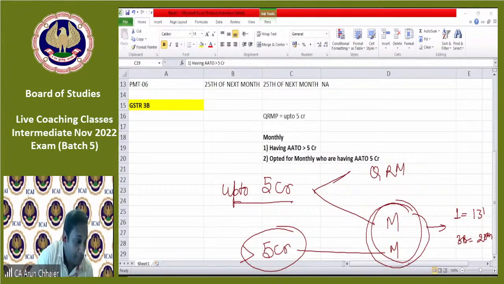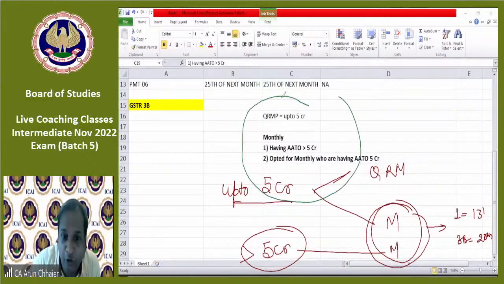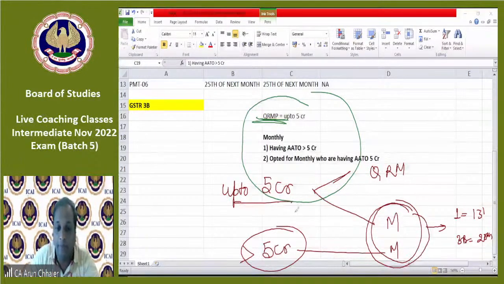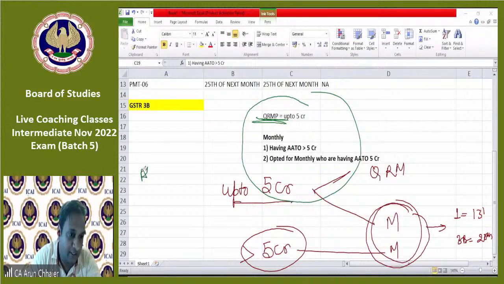See, I am giving the answer to the new question. I have already answered who can opt QRMP. Is it clear to all? First, confirm, is it clear to all? Who can opt QRMP or who can opt monthly? Confirm this. Then I will go to the question of Akash about the late fees.